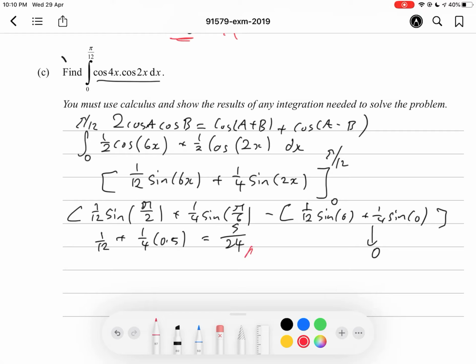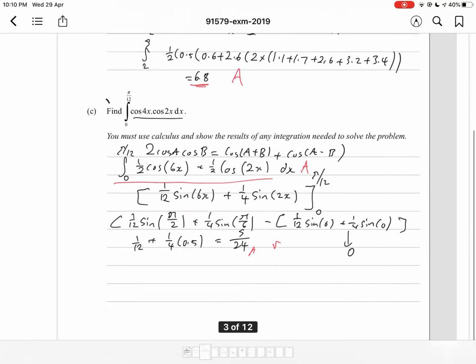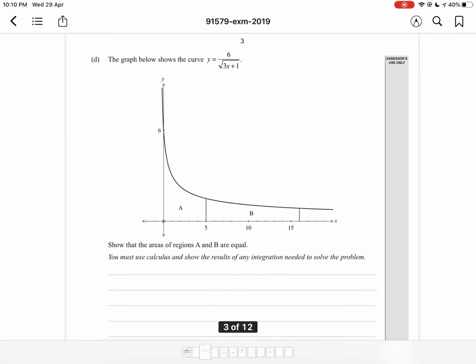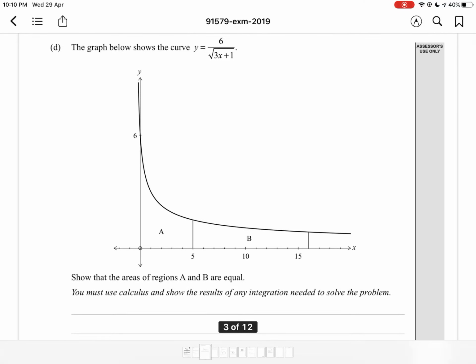Yep. So our answer is 5 over 24, and that is a merit level question. To get an achieved, you should have a correct integration. So correct integration here will get you an achieved. Right, so the graph below shows the curve y equals 6 over root 3x plus 1. Show that the areas of region A and B are equal.